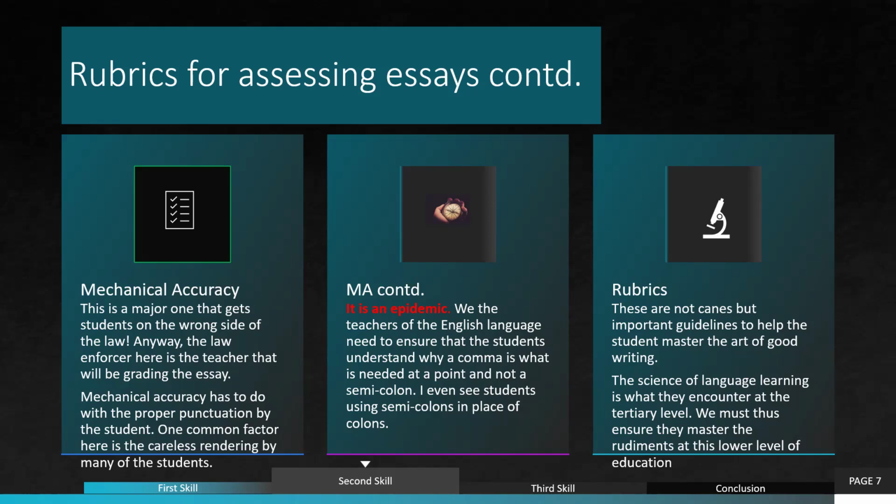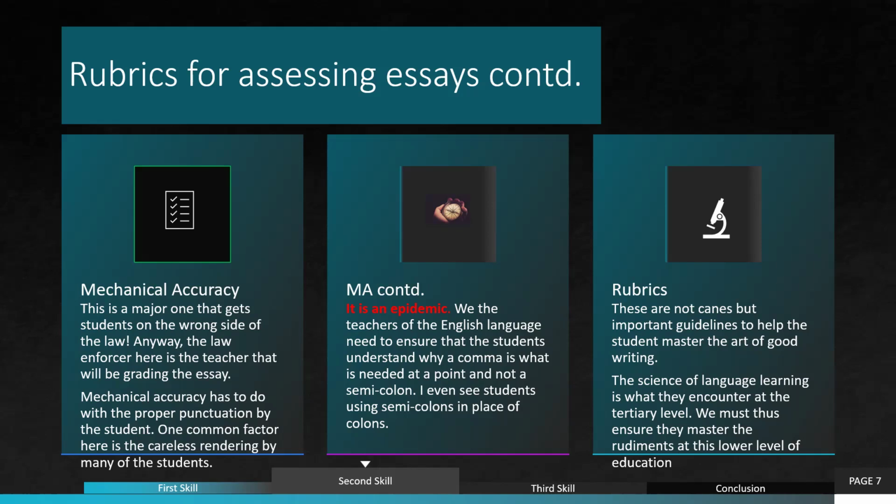As teachers of English, we need to ensure that students understand why a comma is what is needed at a point and not a semicolon. We need to teach them so that by the time they're writing for us, it becomes a part of them. Most students actually get zero in this place because they are so careless. They do not take it seriously. They need to be careful about how they punctuate. I had to do a whole video on punctuation, which you can still watch on my channel, with the hope that it will help somebody.